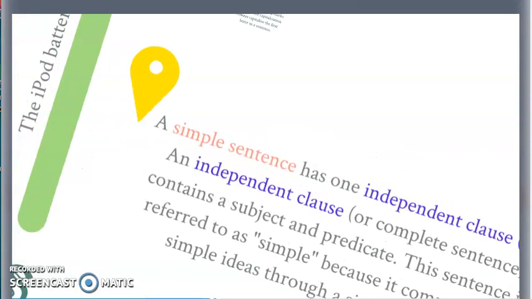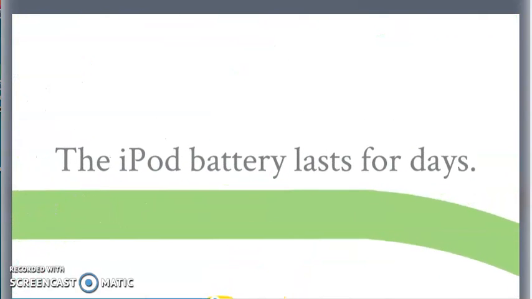For example, the iPod battery lasts for days. Here, the subject is the iPod battery and the predicate is lasts for days. It has a complete thought and can stand alone as an independent clause or as a complete sentence.